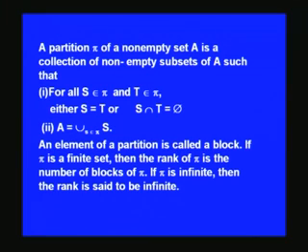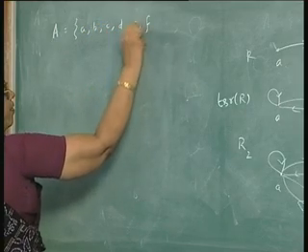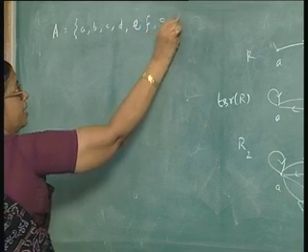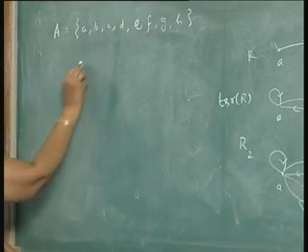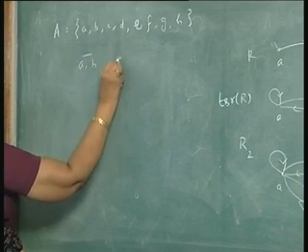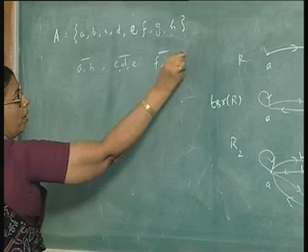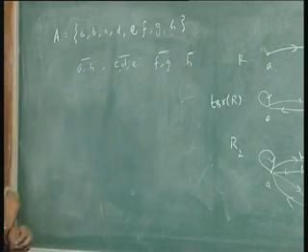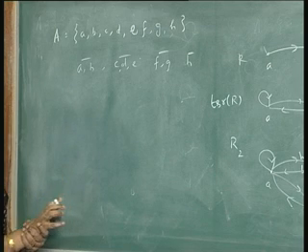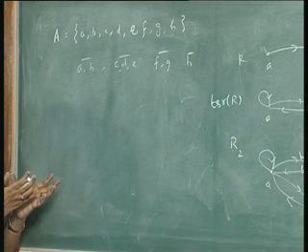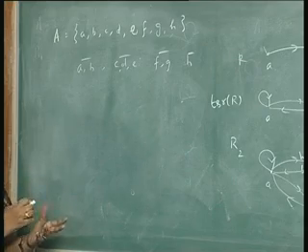Let me have a set A having elements a, b, c, d, e, f, g, h. Then I divide the elements into blocks. Suppose I put a, b in one block, c, d, e in one block, f and g in one block, h in one block. Like that we can put. The 8 elements are divided into 4 blocks. You are dividing the 8 elements into blocks, that is called a partition. This is a finite set.